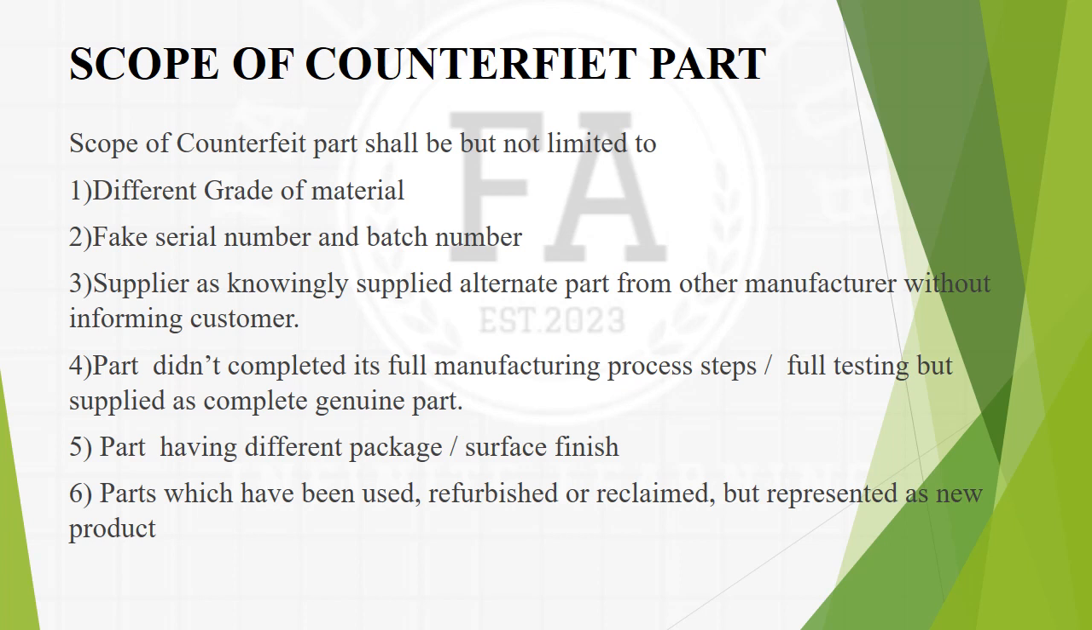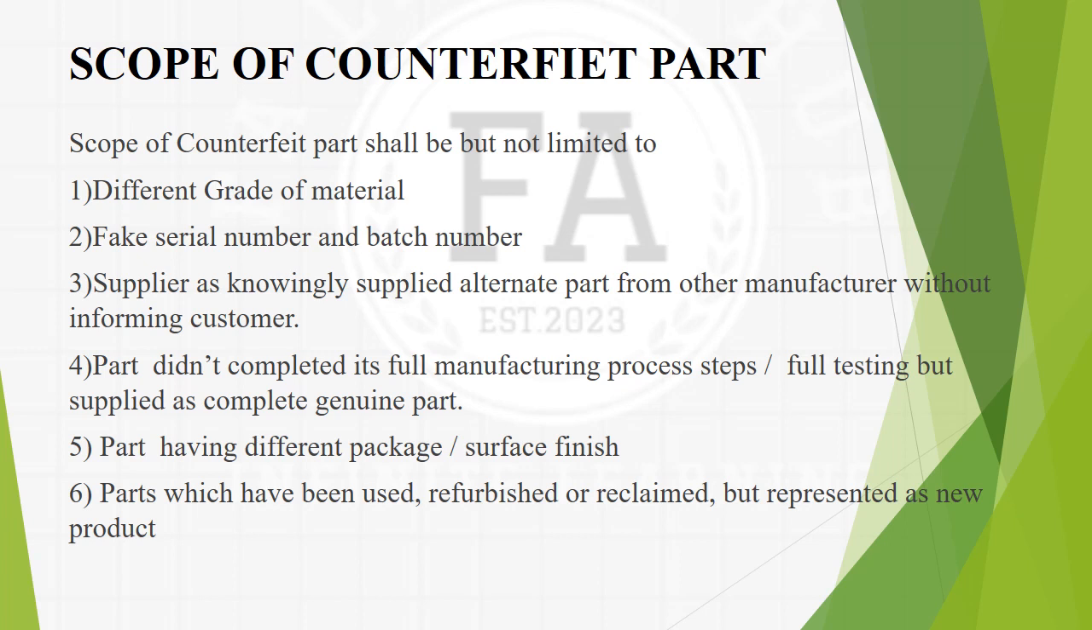The second criterion is fake serial number or fake batch number. So I have a PCB with a serial number of 01002. This is the serial number of this PCB, and I supplied this PCB to a customer, and I got a rejection from the customer. It's customer feedback, and the PCBs are rejected by the customer, and I need to give a replacement of another PCB.